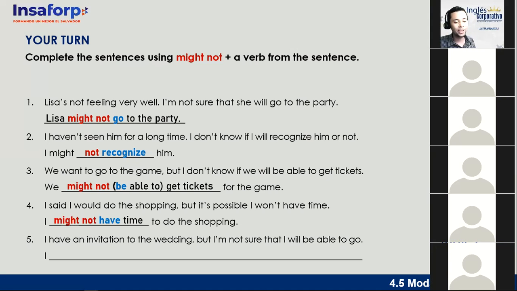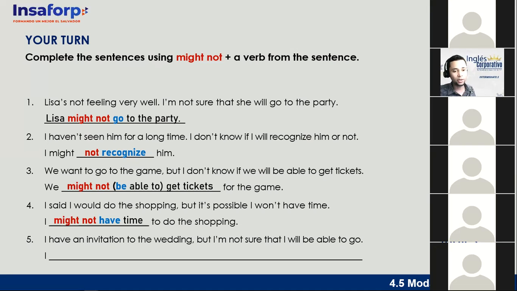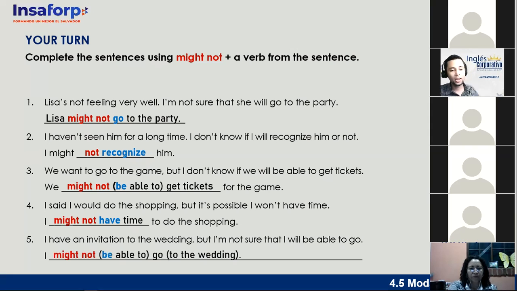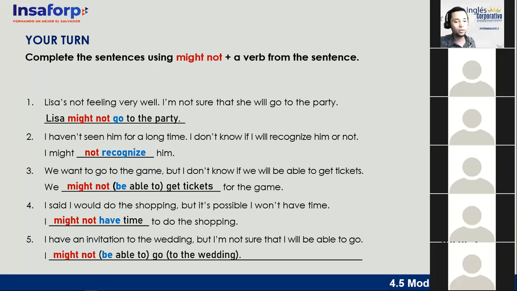Very good. And number five, I have an invitation to the wedding, but I'm not sure that I will be able to go. Zulma. Sí, sería, I might not go to the wedding, or I might not be able to go. Good. I might not go to the wedding, or I might not be able to go to the wedding. Very good. Those are the answers.